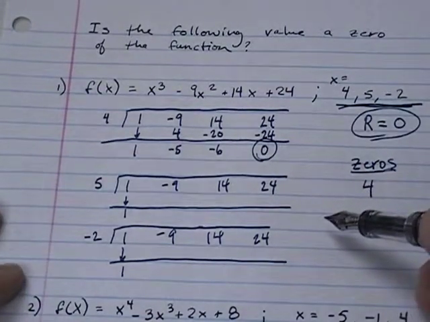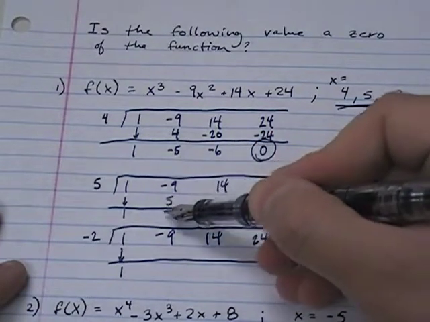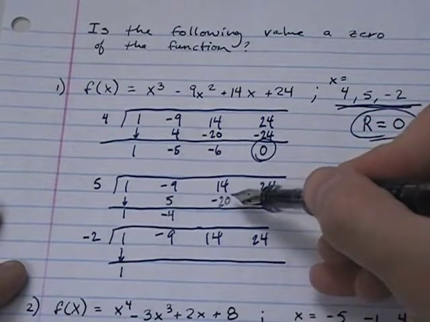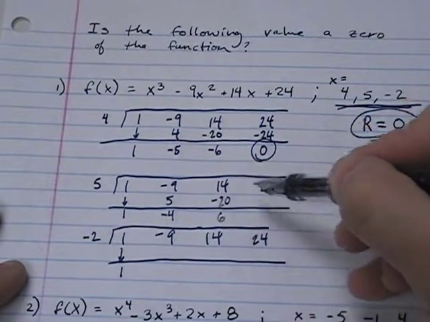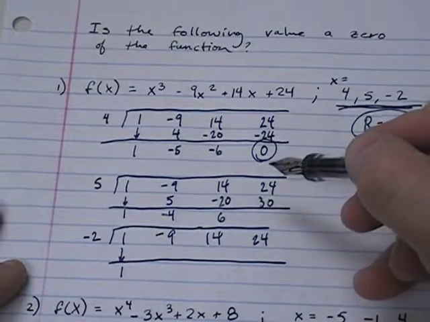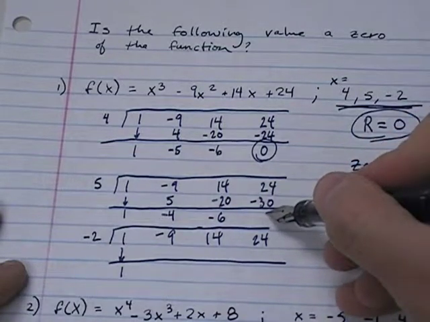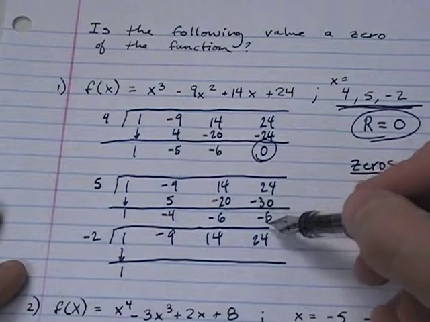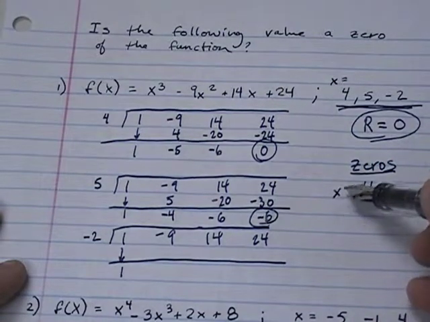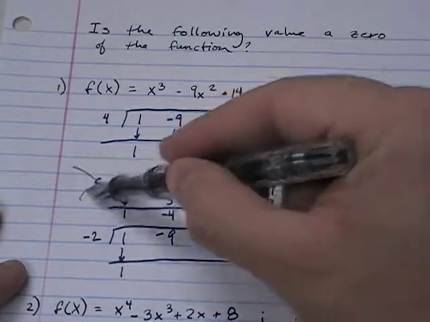How about 5? Let's try 5. Well, 5 times 1 is 5. We copy that. We get negative 4. We multiply that. We get negative 20. We add those. We get 6. 5 times 6 makes 30. Add those together, a negative 6 and a negative 30. You get negative 6, not 0. So x equals 4 is a zero. X equals 5 is not a zero.